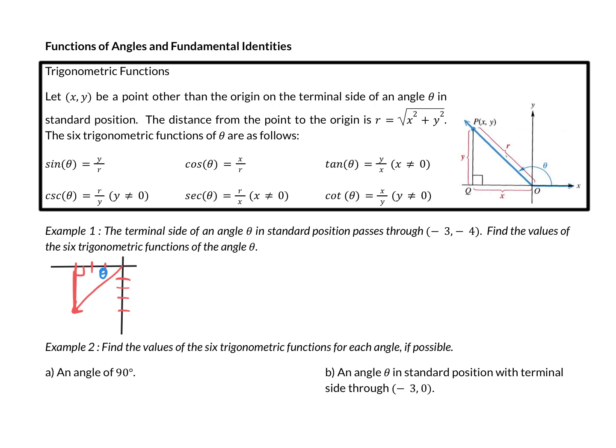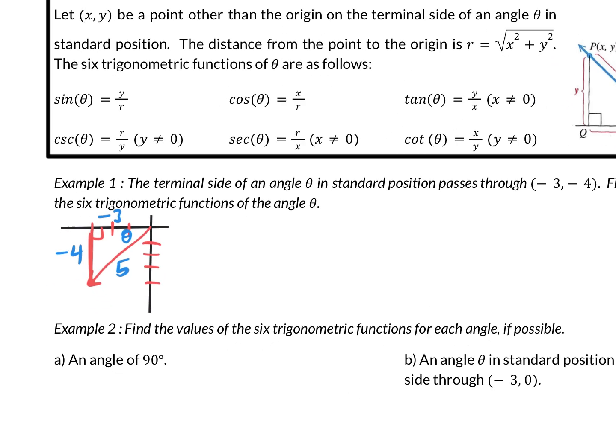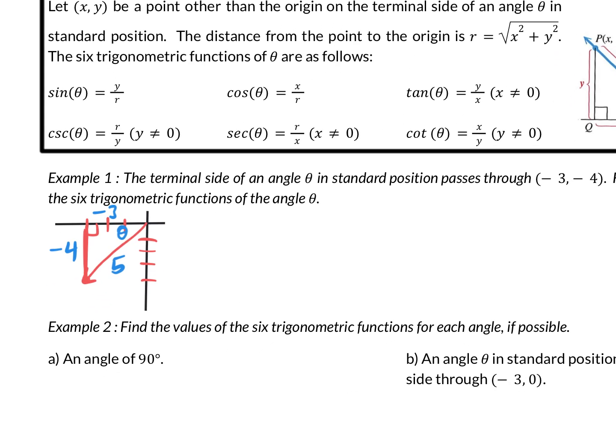So let's label our side lengths on here. We know that this top part here is -3 and this is -4. Now, if I wanted to find my radius, or that r value, I could find it by doing the Pythagorean theorem, right? Or we know it's a special triangle, 3, 4, what? 5. So we know this side length is 5. And then from there, we can go ahead and write our 6 trig functions, okay? I can write my normal trig functions, and then I can write my reciprocal trig functions. So I've got sine of theta, cosine of theta, and tangent of theta.